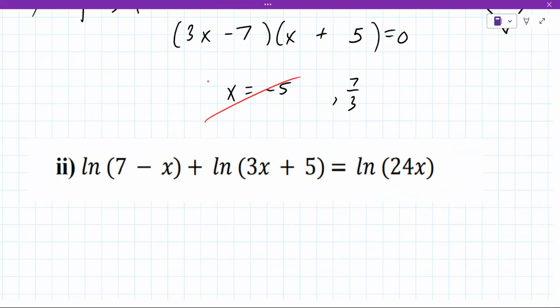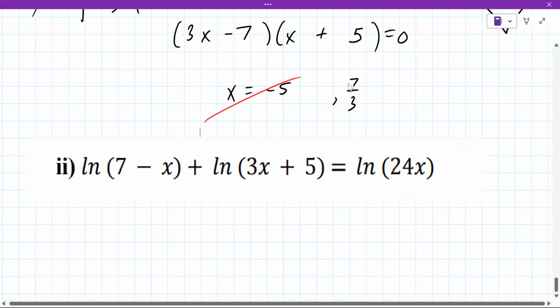But you will see in your answer, you'll see -5 and 7/3. Just be careful that the other one is okay. That one does check out.